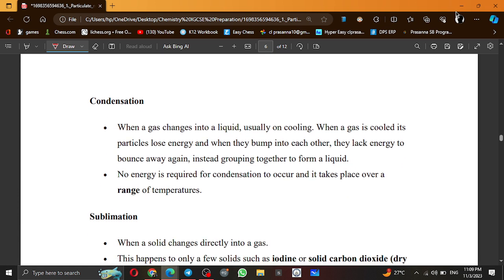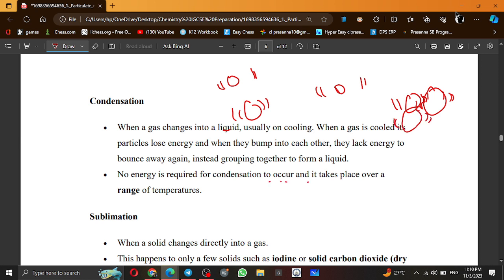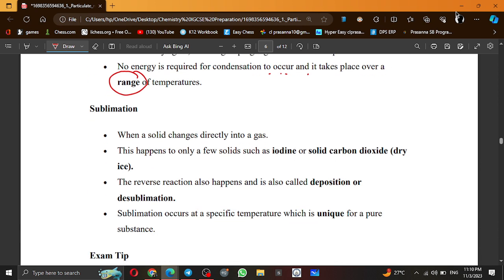Then we have condensation, when a gas changes into a liquid, usually on cooling. When a gas is cooled, its particles lose energy, and when they bump into each other, they lack the energy to bounce away. So this is how the gas particles are. Then when they bump into each other, they have no energy left, and that's why they stay like that. No energy is required for condensation to occur. It takes place over a range of temperatures, just like evaporation.